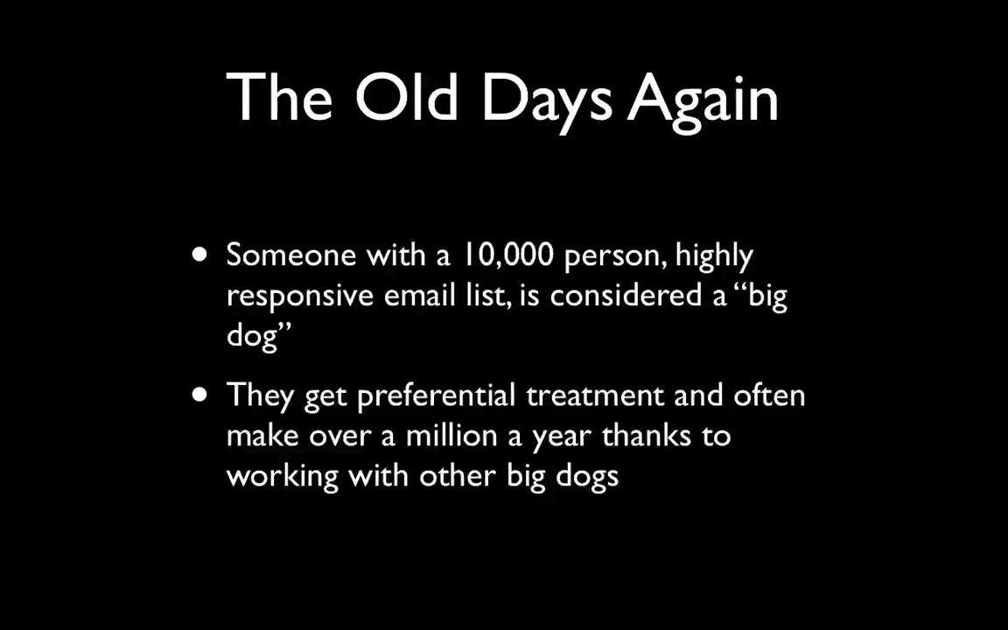So somebody with a really huge 10,000 person, highly responsive email list got all this preferential treatment, and because they got all this preferential treatment, they really got to make a lot, right? And it wasn't very easy. Once you have that big old email list, it becomes really, really, really easy. You don't even have to do much. You can just sell other people's stuff and make a killing.